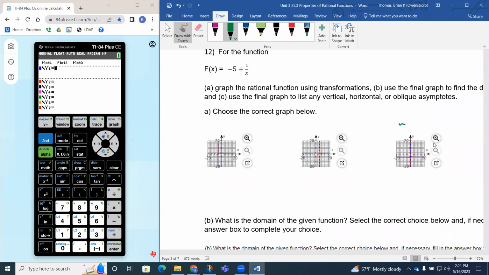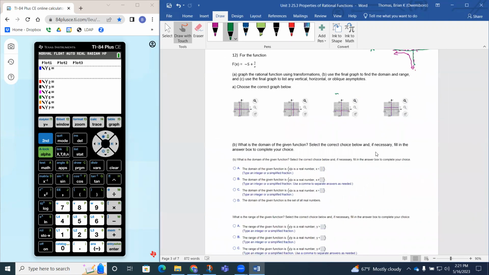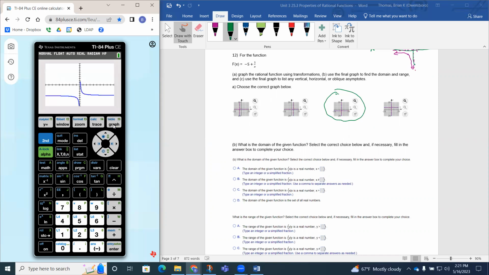Now you have this enlarge button and keep hitting that plus button as many times as you need to make the graph look a little bit better. Go ahead and minimize this back down a little bit. So this is going to be the graph that looks the best. So again, I can also type in -5 plus 1 divided by x on my graphing calculator and graph it. And you should see that it kind of does that thing.